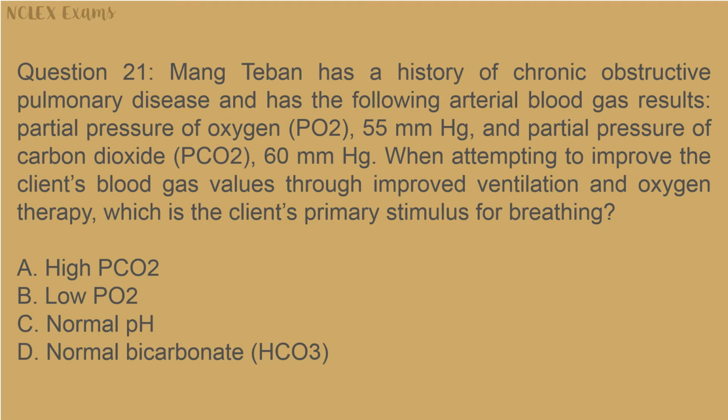Question 21. Mangtaban has a history of chronic obstructive pulmonary disease and has the following arterial blood gas results: partial pressure of oxygen, PO2, 55 mm Hg, and partial pressure of carbon dioxide, PCO2, 60 mm Hg. When attempting to improve the client's blood gas values through improved ventilation and oxygen therapy, which is the client's primary stimulus for breathing? A. High PO2. B. Low PO2. C. Normal pH. D. Normal bicarbonate, HCO3.